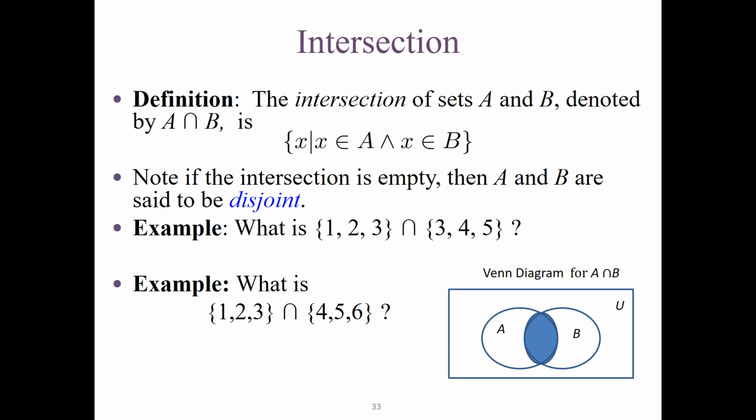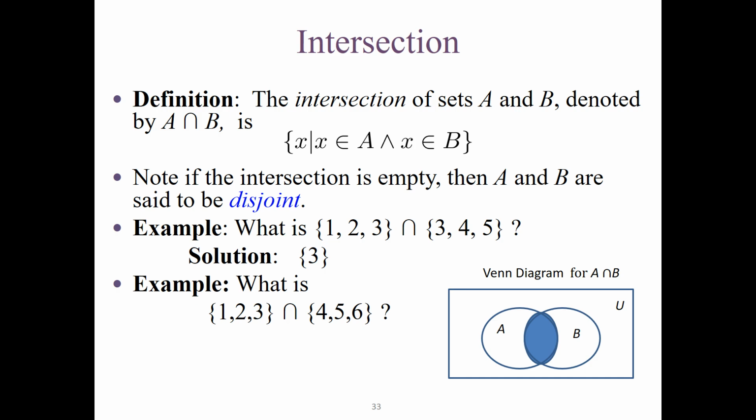5. Next, intersection. If X in A and X also in B, then we include all such elements into the intersection set of A and B. For the Venn diagram, if the element is in A, it also needs to be in B, so we have the scope here. If the element is here, then it's both in A and in B, and that will be the intersection of the sets A and B. For this example, 1, 2, 3 and 3, 4, 5, the intersection of these two sets is only the element 3.